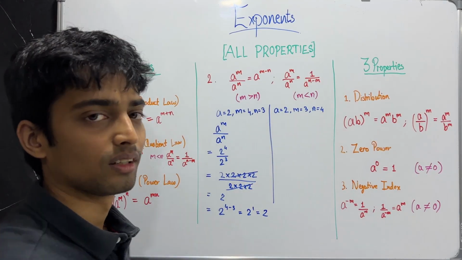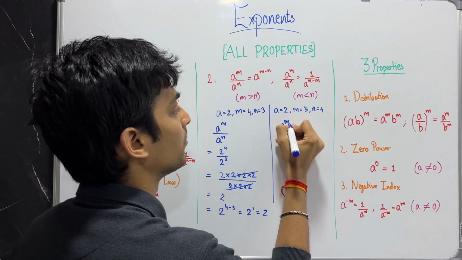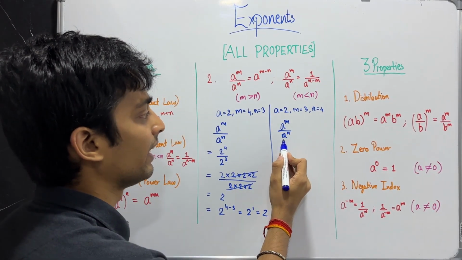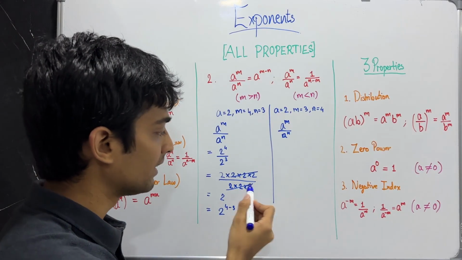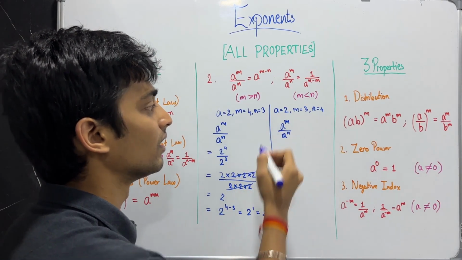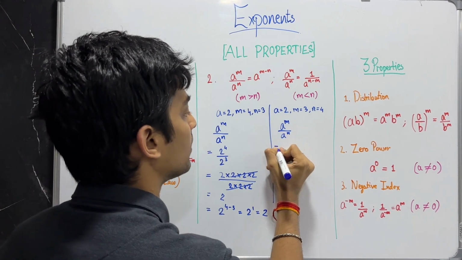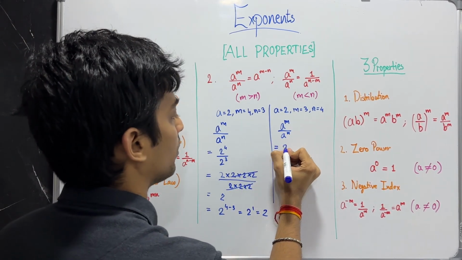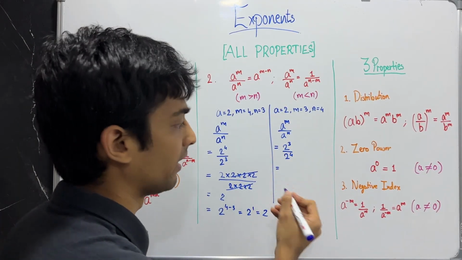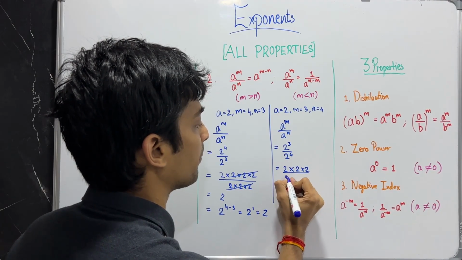So let's try the second case. It is the same way, we'll just see how it happens. So a raised to m upon a raised to n. Also one more thing, this a and a should be the same, only then we can cancel it. So please keep that in mind. The base should be the same. So we can write 2 raised to 3 upon 2 raised to 4. Now let's expand. 2 multiplied by itself 3 times upon 2 multiplied by itself 4 times.